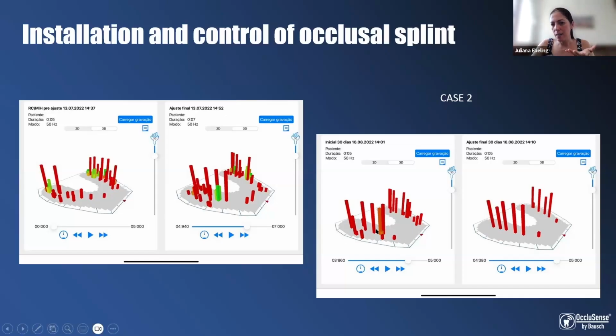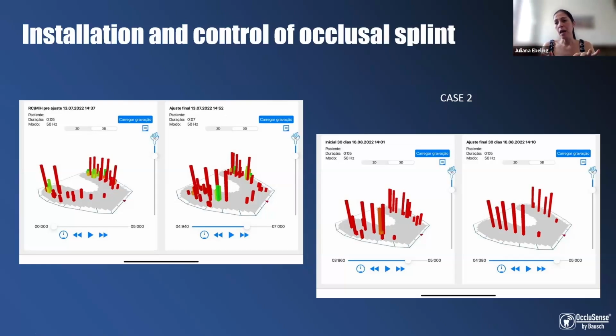So I wait for a time. It doesn't need to be 30 days. I can do this with 5 days. Some days after this patient starts to use splints, we have this change. And then I do the final adjustment. And then this is a control. After 30 days, and 30 days after 30 days, I can show this patient if they are stable or unstable. And then we can decide together.